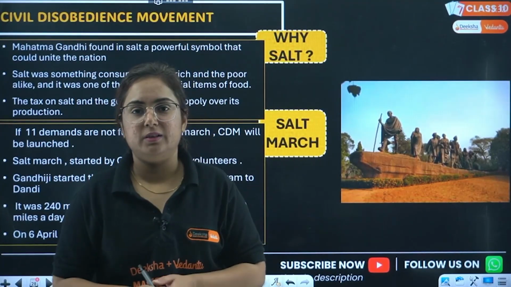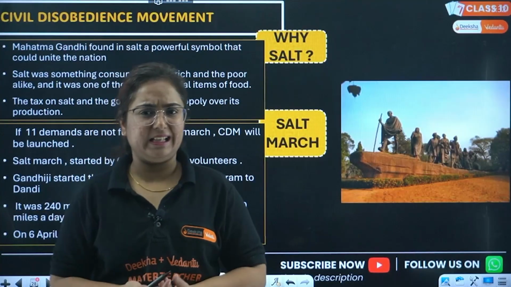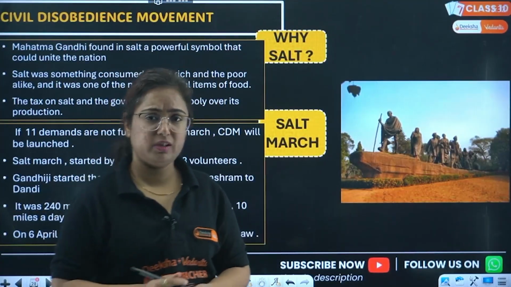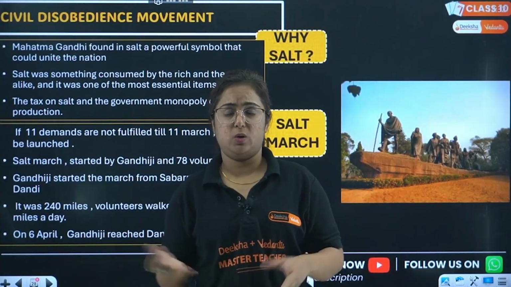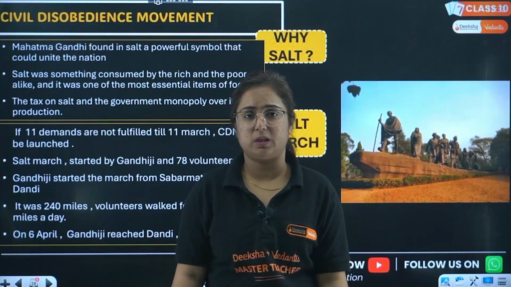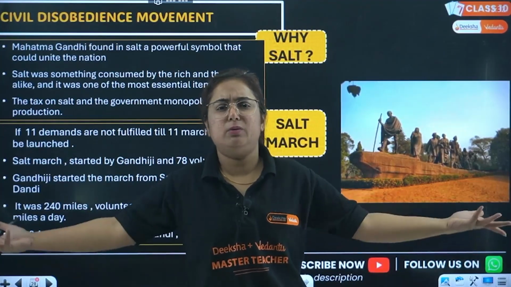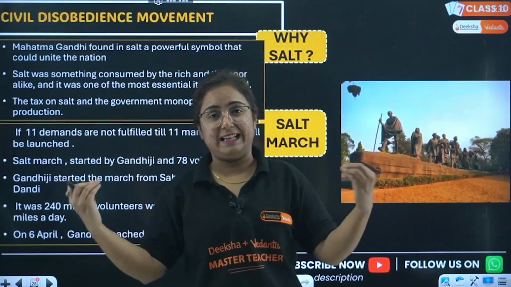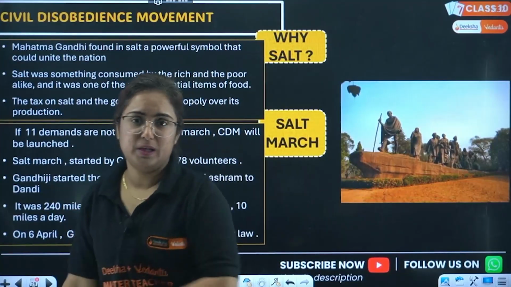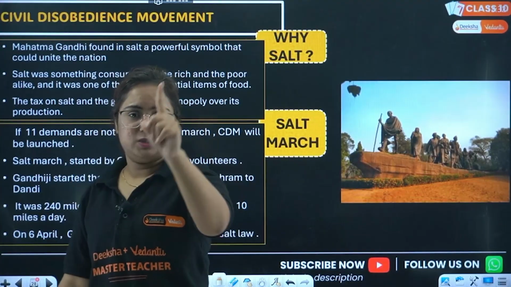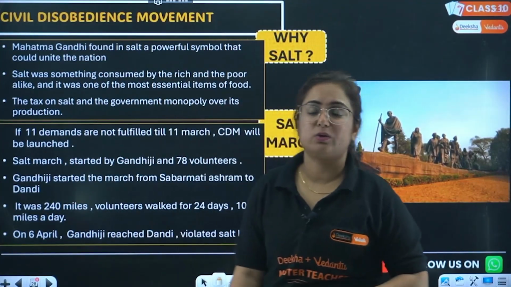So what happened? Do you think that Irwin will agree to those 11 demands? No, Irwin came in anger, like, "Acha, you are asking me to fulfill your demands? I am not going to do that." And we were very ready to start a movement, and that movement was known as the Civil Disobedience Movement.